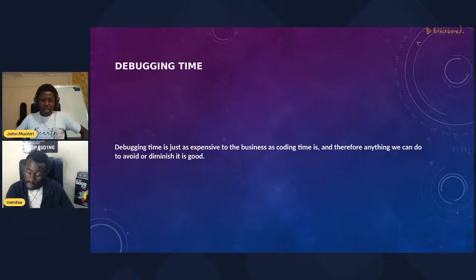Something else is debugging time. There are some people who really think that when you're debugging, it's like taking a shortcut, or rather that time is not considered, but it is expensive to the business just as coding time is. So therefore, anything we can do to diminish or avoid the debugging time, we have to put it into perspective. We talked about writing code with tests, making sure that you have less and less debugging time so that you can have more time to really build stuff. So we have to avoid or diminish debugging time.